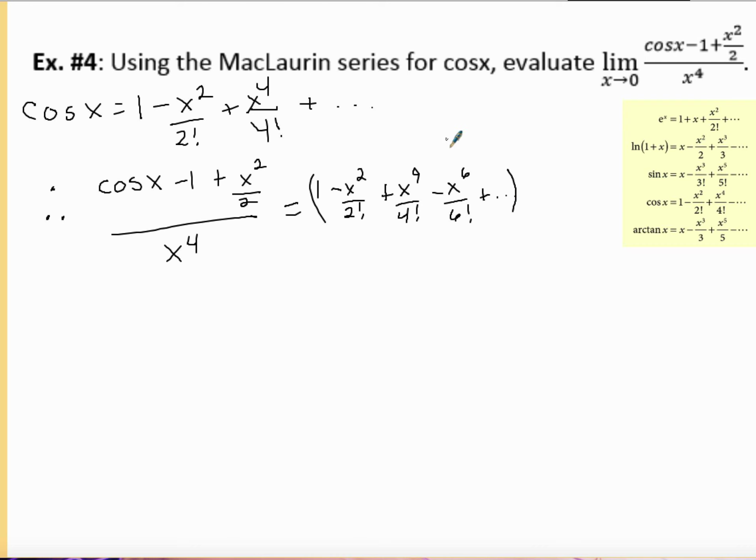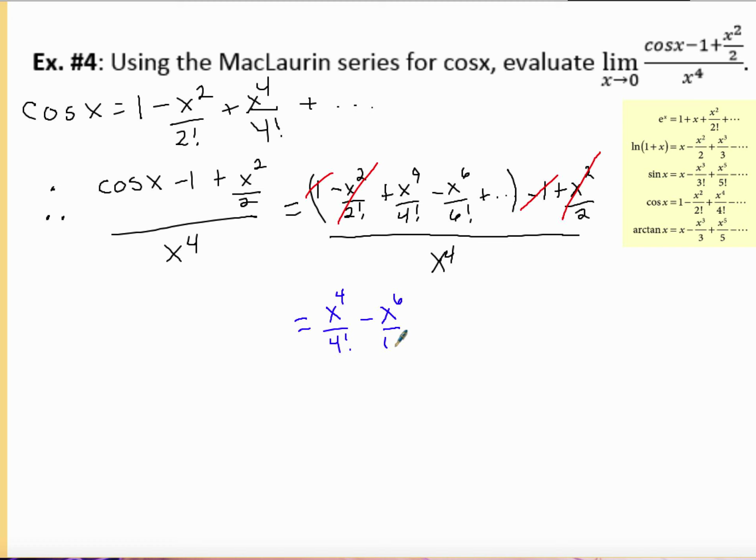So let's write down what we have now. X to the 4th divided by 4 factorial minus x to the 6th divided by 6 factorial. We can expand it out a little bit further, right? Just so we've got more numbers to work with. That'll be fun.